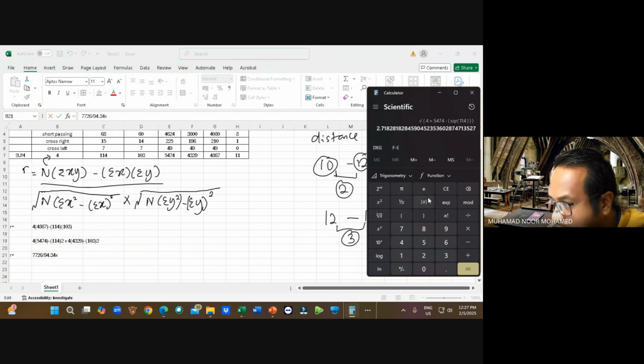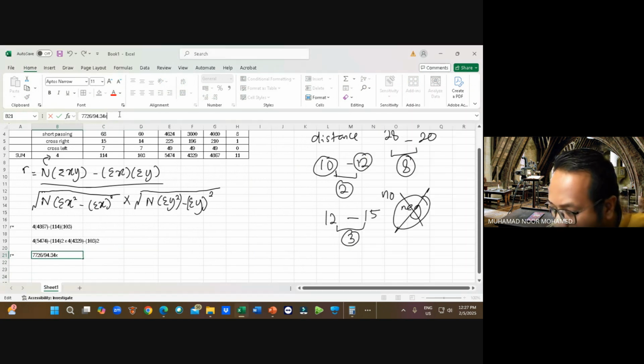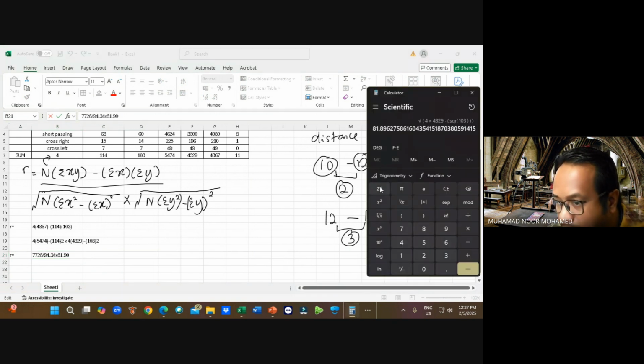Now let's calculate the second part. 4 times 4329 minus 103 square. Close and double close it. And then we put square root. So we have 81.90. Okay, now let's finish things up.